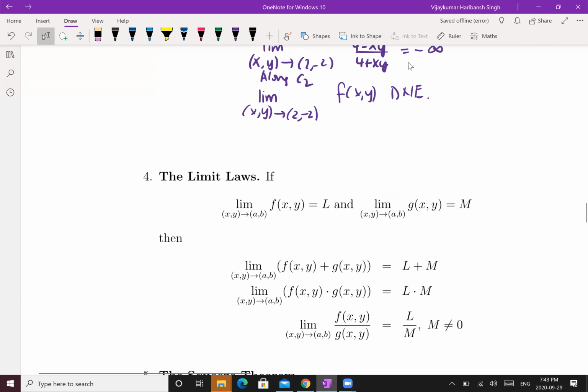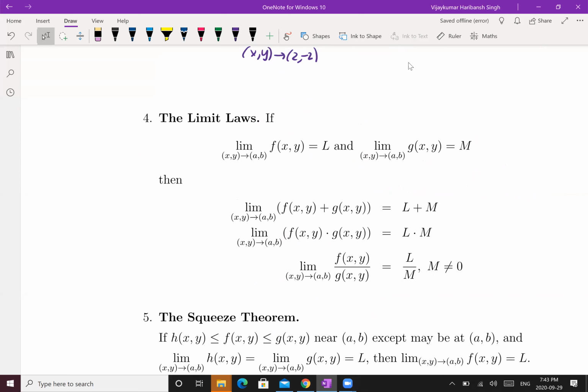So these are the few limit laws. They are very similar to limit laws for functions of one variable. Namely, if the limit of f of xy as xy goes to ab is L, and the limit as xy goes to ab of g of xy is M, then the sum law applies: f of xy plus g of xy goes to L plus M. F of xy times g of xy goes to L times M. And f of xy divided by g of xy goes to L over M, where M is not 0. Otherwise, we have to do other calculations to find out what the limit is or to show that the limit exists.